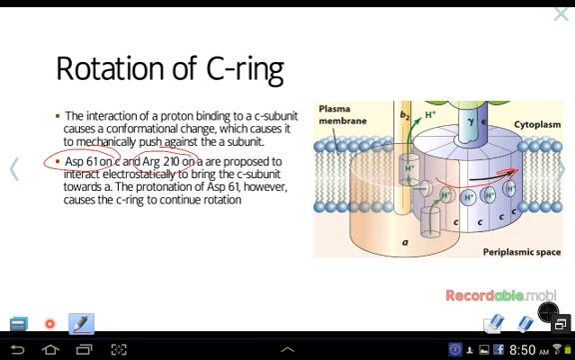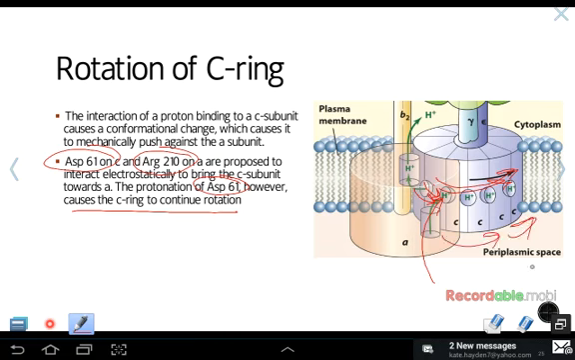So the electrostatic interaction is what drives the C unit to orient itself to that arginine 210 on A. However, as the proton comes in, it binds to that aspartic acid residue, neutralizing it, and that causes the C ring to continue rotating so that the next open C unit can interact with that arginine 210. So you can see how the continuous protonation causes the continuous rotation.